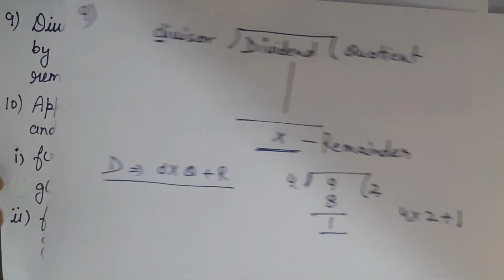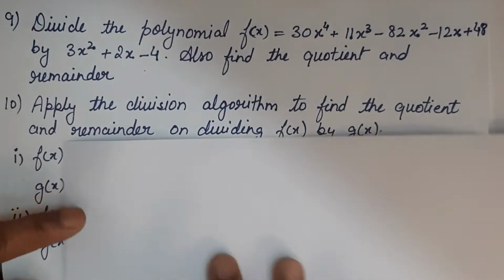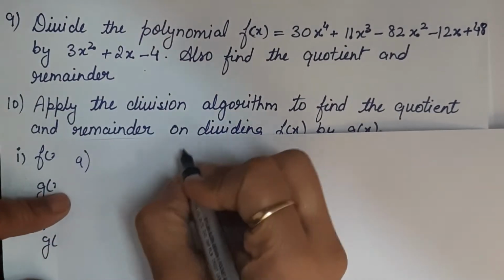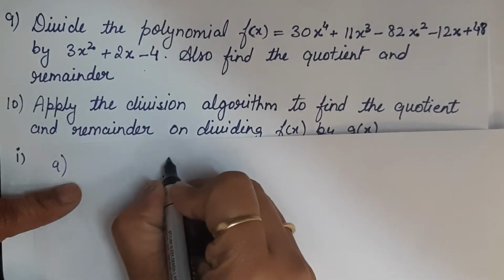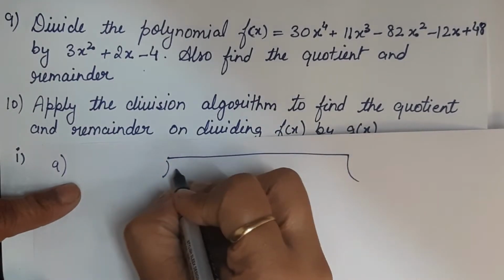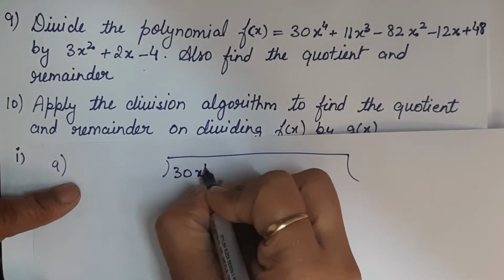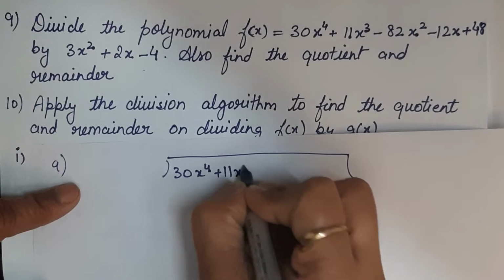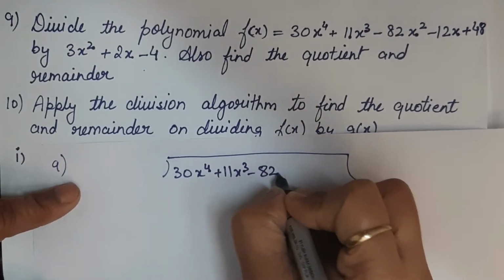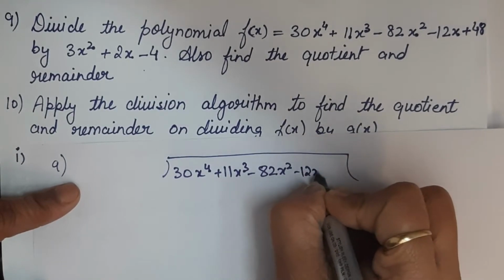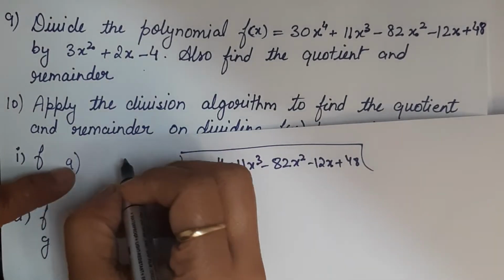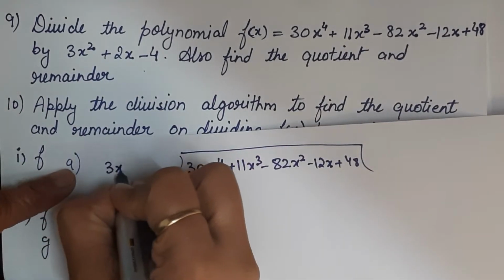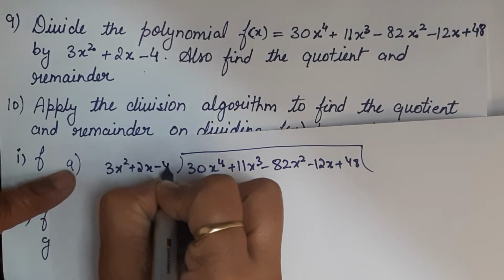Now let's start doing the question. So what is there in the question? See, the equation is given to us and we have to just divide them. So by dividing we have to make it in this form only. So write the equation. It is 30x power 4 plus 11x cube minus 82x square minus 12x plus 48. Okay. And the divisor is given to us as 3x square plus 2x minus 4.